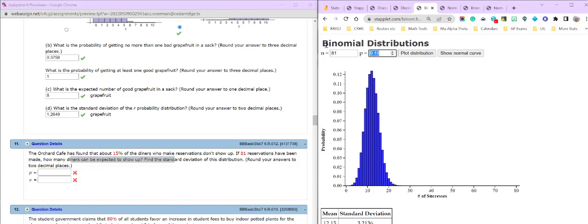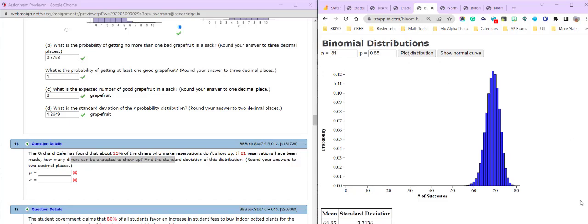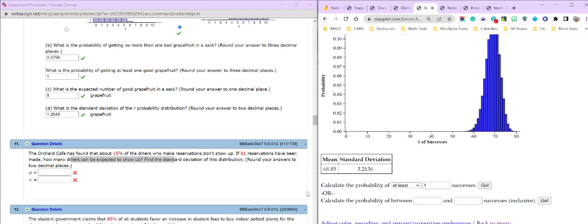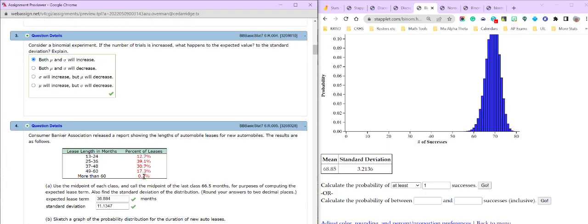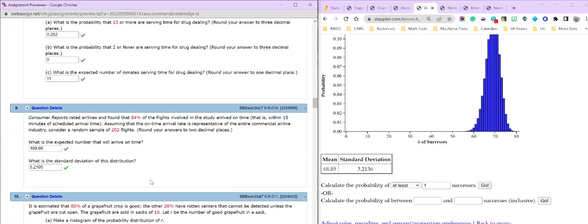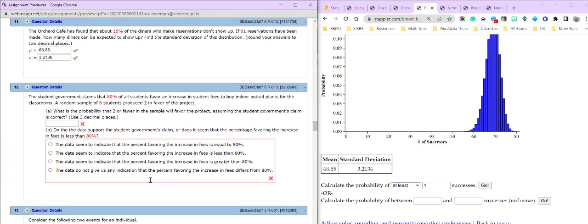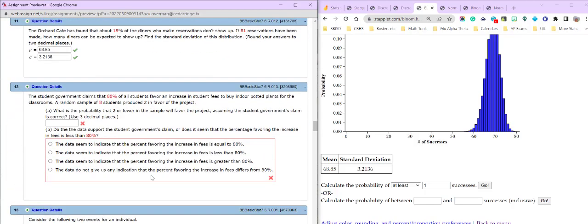So I actually have the wrong P. I want the probability for people showing up, not the probability for people not showing up. So the expected number is 68.85, and my standard deviation is 3.2136. So it's okay to put the numbers in right as you read them, as long as you realize you might have to change them to better reflect the wording of the question. And everything's good.